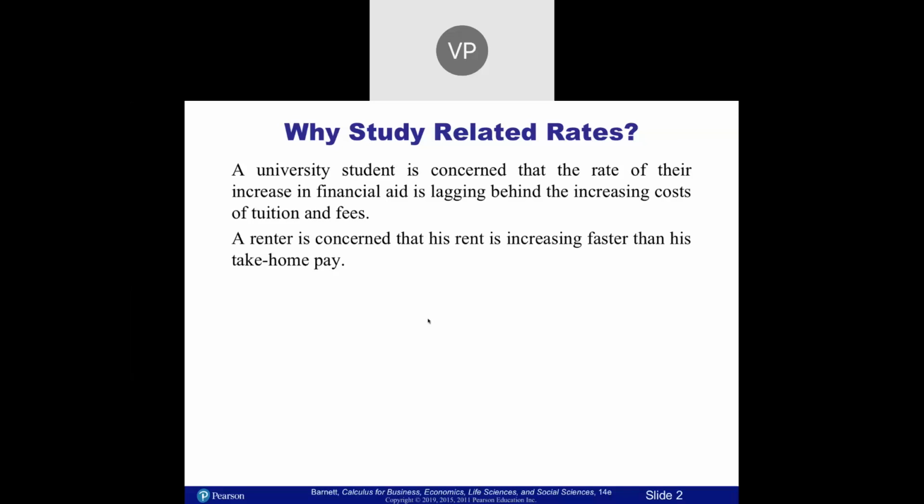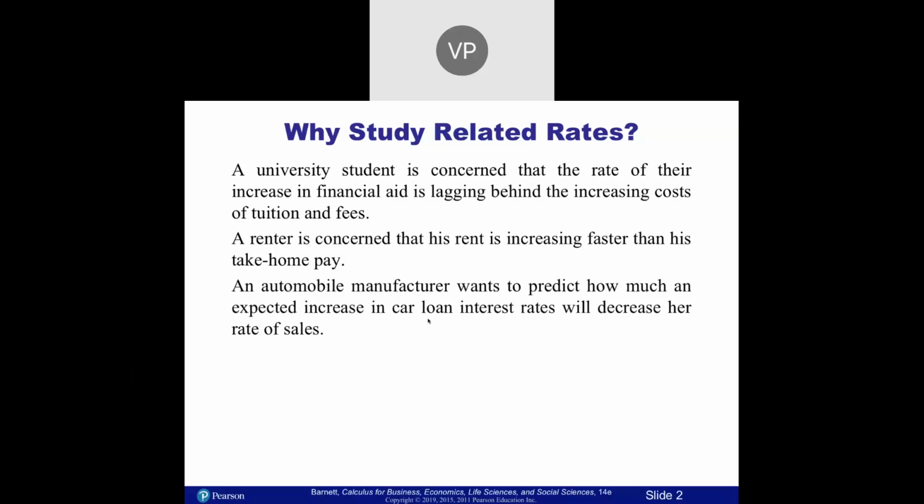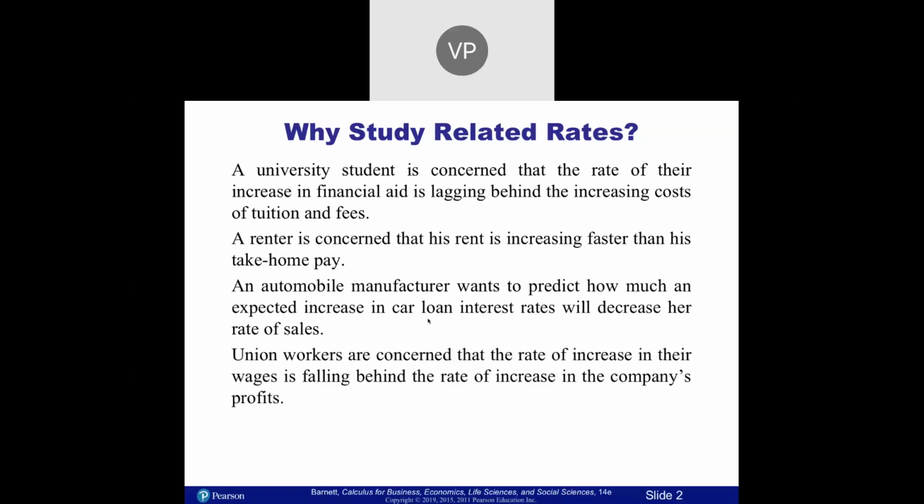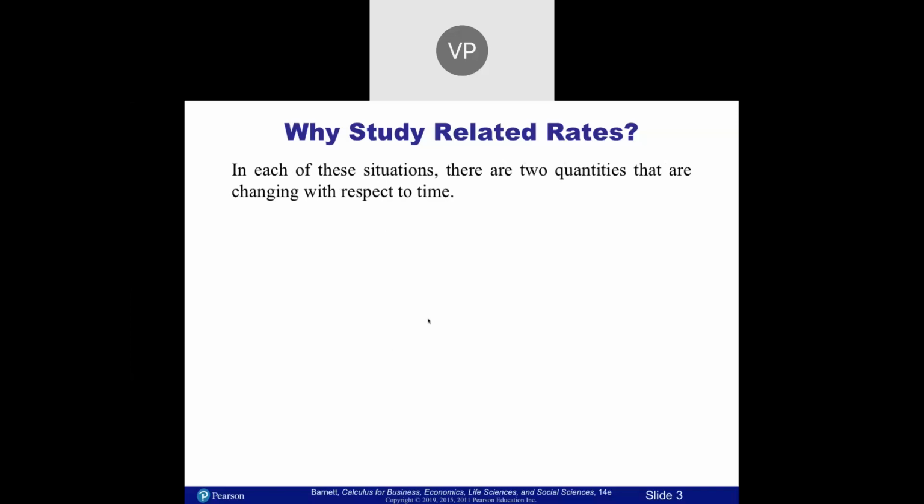And that's a case, as you've probably heard in the news lately. We have high inflation in our country. So inflation is going up at a certain rate. Well, people had pay increases at a certain rate, but which one was doing better? Which one was increasing faster? And that helps you project what's going to happen in the future. So again, expected increase in car loan interest rates and decrease rate of sales, union workers, all these examples here.